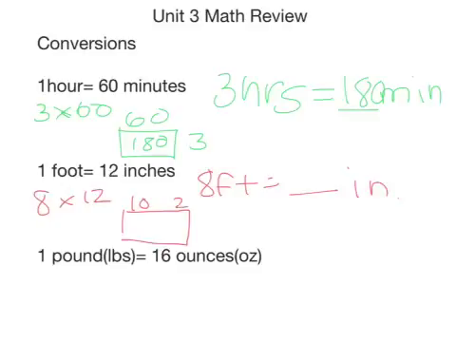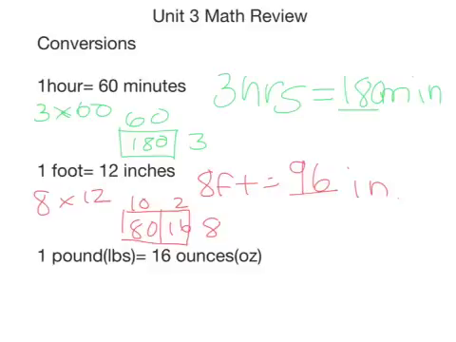10 and 2, because you're decomposing the 12, and then 8. 8 groups of 2 is the same as 16, and then 8 groups of 10 is the same as 80, and then 80 plus 16 is the same as 96. So you know that 8 feet is the same as 96 inches.